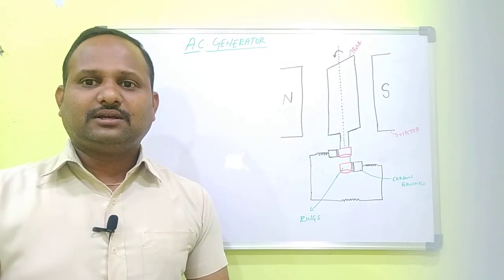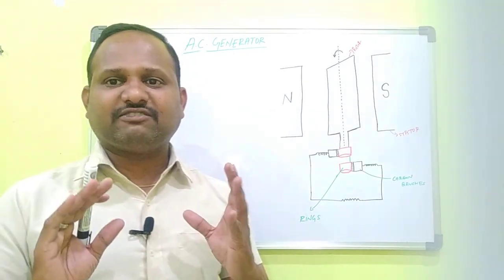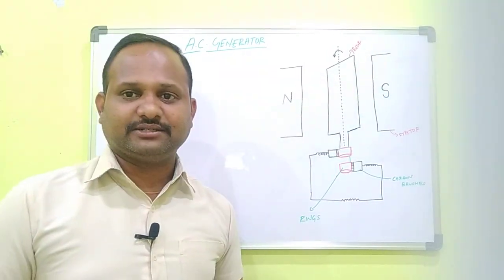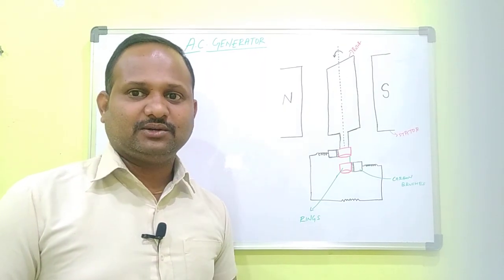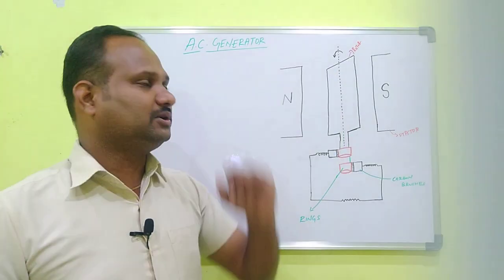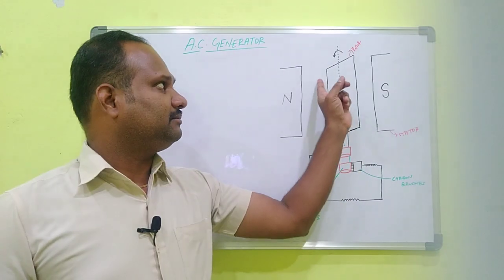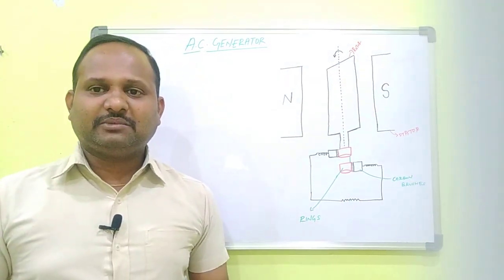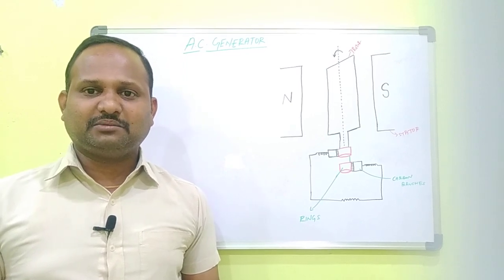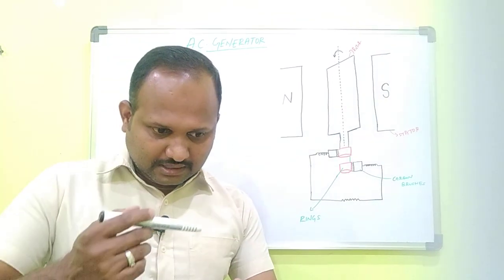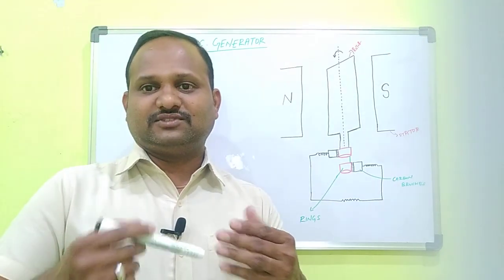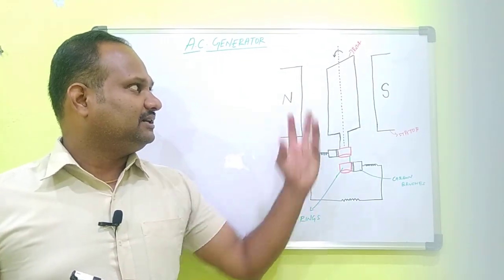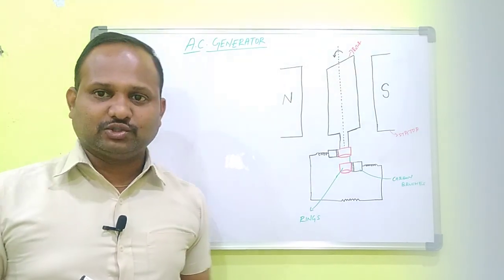What are the important parts of an AC generator? There are 4 important parts. First one is the rotor. In this diagram, this rectangular coil acts as a rotor. Rotor means it is able to rotate, which is capable of rotation. That is called a rotor. Here the rotor is an armature.